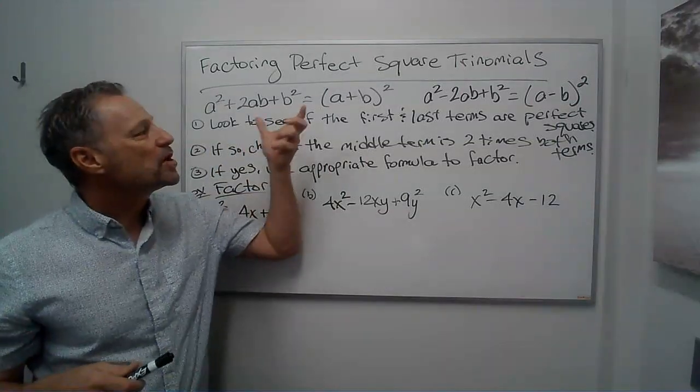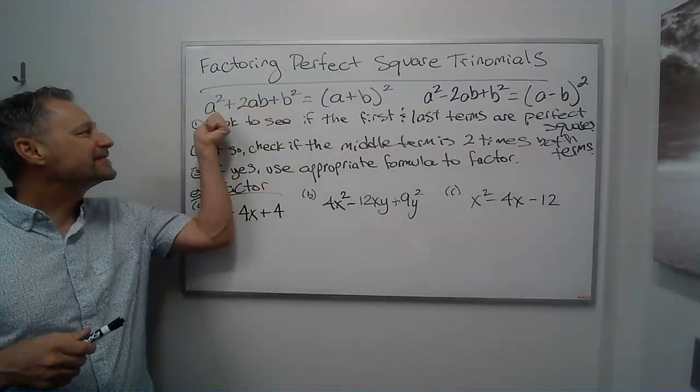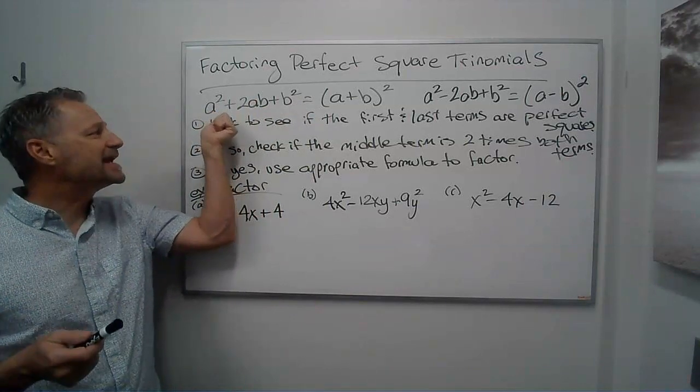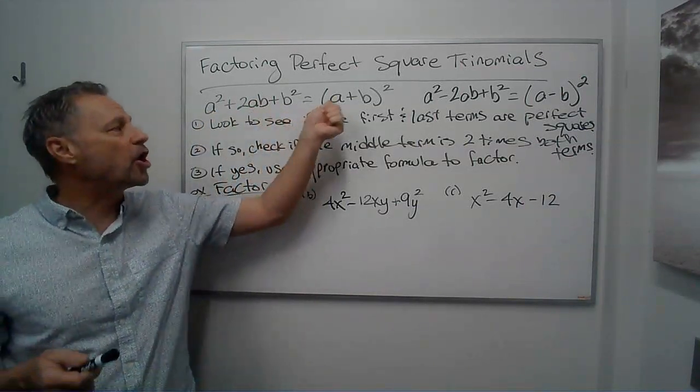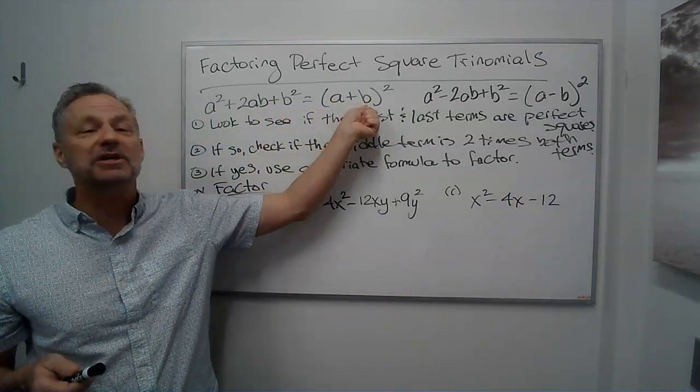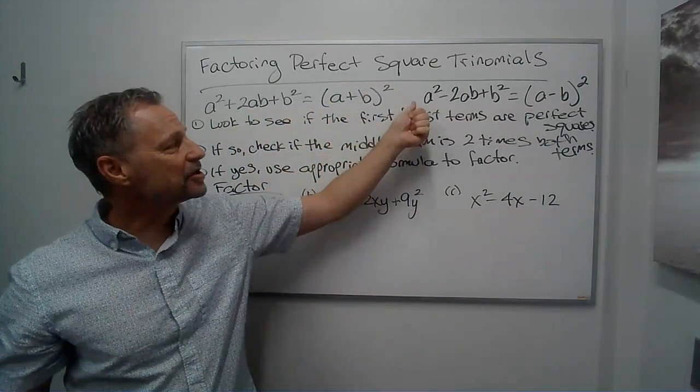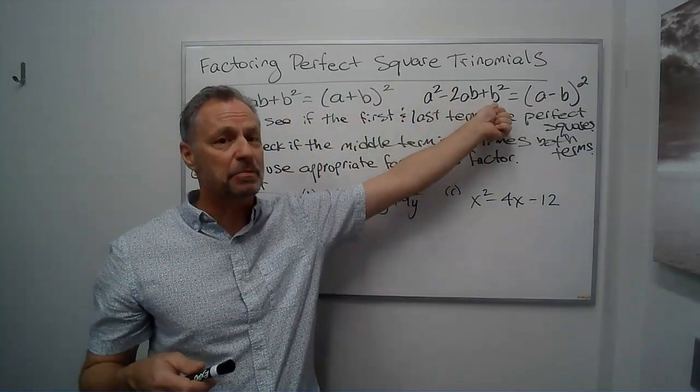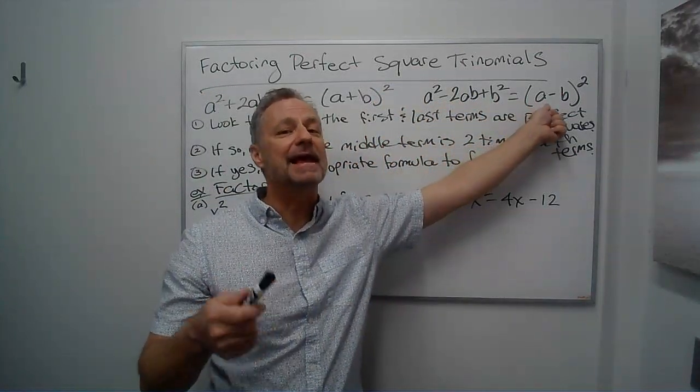Okay, so we've got two formulas. If I have something in the form of a squared plus 2ab plus b squared, it's always going to factor into whatever a plus b was, squared. And similarly, if it's a squared minus 2ab plus b squared, it's always going to factor into a minus b, quantity squared.